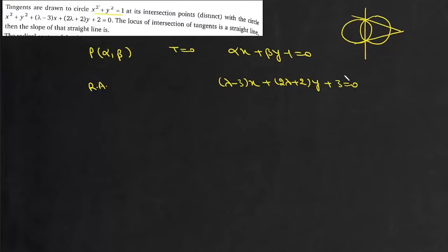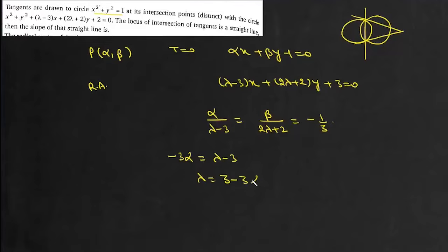Now both the equations, they represent the same line. So we get alpha upon lambda minus 3 equals beta upon 2 lambda plus 2, and this is equal to minus one by 3. Now what we'll do is we'll eliminate lambda here. So we'll get minus 3 alpha equals lambda minus 3, or lambda equals 3 minus 3 alpha.